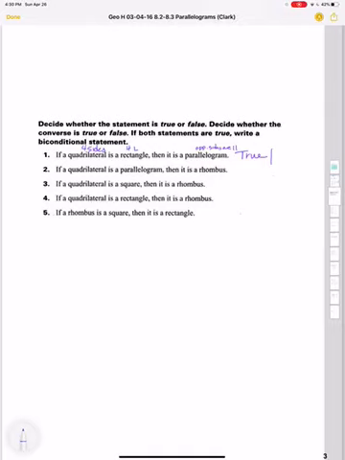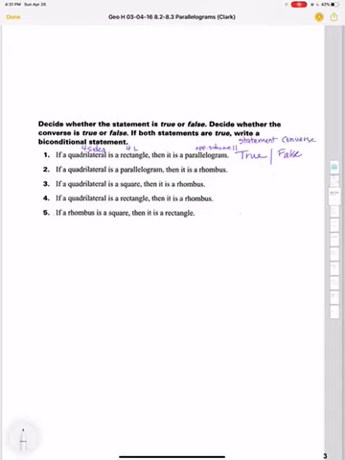So if a quadrilateral is a parallelogram, is it a rectangle? If it's a parallelogram, if it has parallel opposite sides, does it mean that it has four right angles? No. So the converse is false. So I'll just do the statement here and then the converse here.